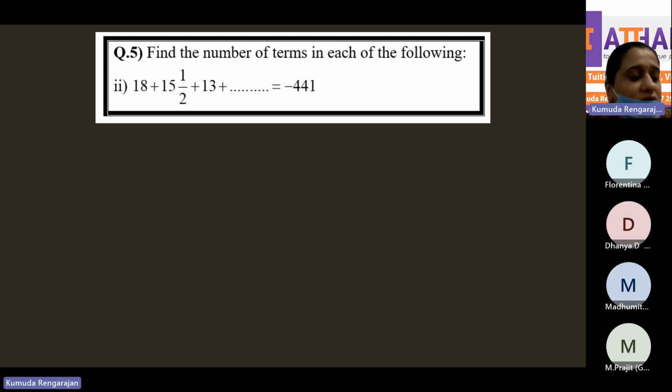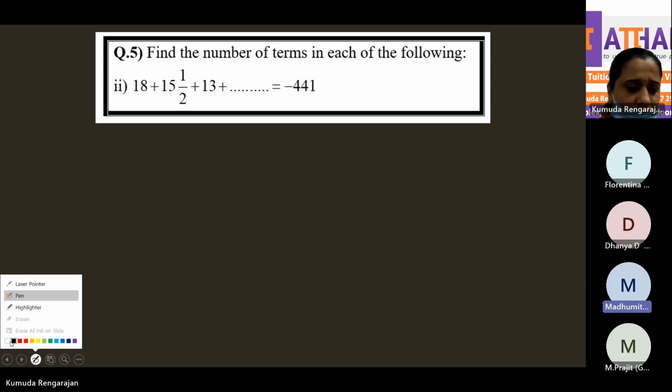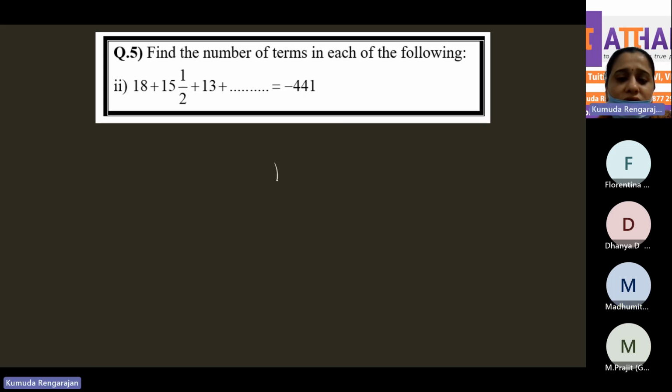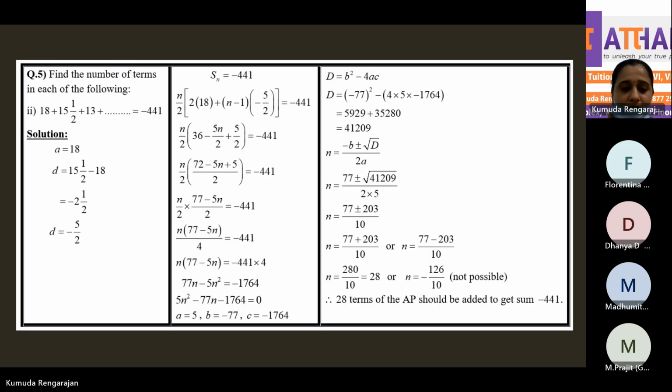Online students, answer for this one. What's the quadratic equation for this one? Yeah, good, Prajit, for the earlier one. Others? Ma'am, it's 5n squared minus 77n minus 1764. Come again. 5n squared minus 77n, minus 1764. Okay, fine. Yes. Correct.